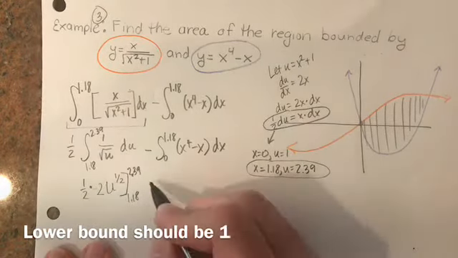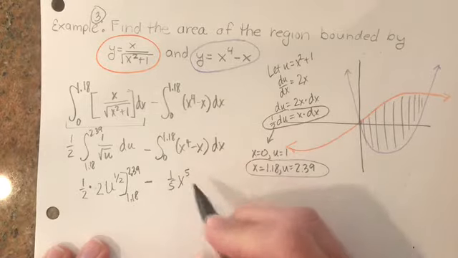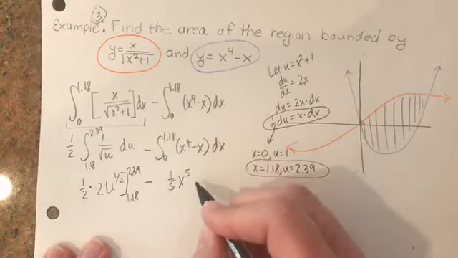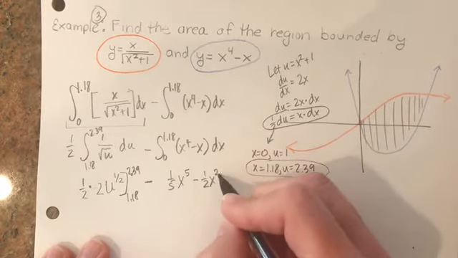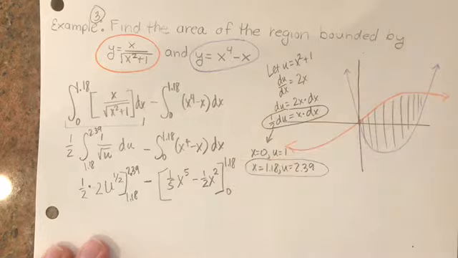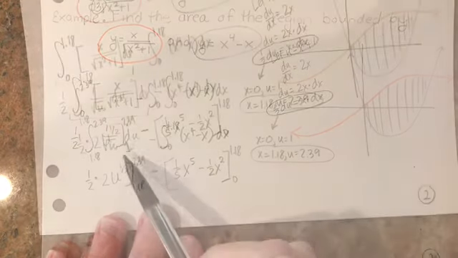This one, let's take the integration of x to the 4th minus x. It would be x to the 5th, 1/5. 1/5 x to the 5th minus 1/2 x squared. And we're evaluating this part from 0 to 1.18. We're just going to type things in our calculator.